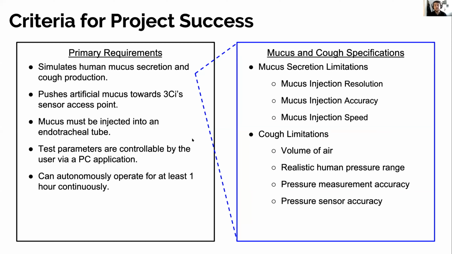Additionally, the test parameters must be controllable via the PC GUI by the user, and the system must be able to autonomously operate for at least 1 hour continuously. Limitations on the mucus secretion by the Googun include specifications about resolution, accuracy, and speed, and the cough limitations have specifications regarding volume, pressure, and accuracy.